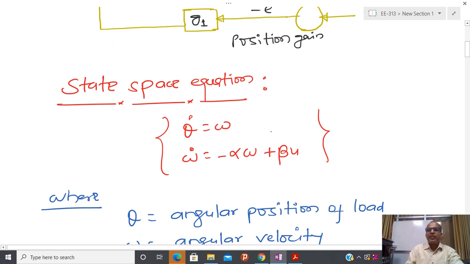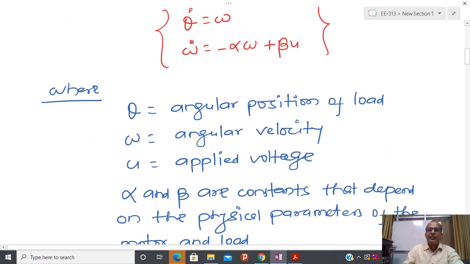In today's lecture, I am not going to discuss that again. Here you can see that theta dot equals omega and omega dot equals minus alpha omega plus beta u. Theta is the angular position of the load, omega is the angular velocity, and u is the voltage I have to apply as feedback such that I am able to maintain some angular velocity or some angular position of the load. In this particular problem, I have to maintain angular position theta equal to theta r.